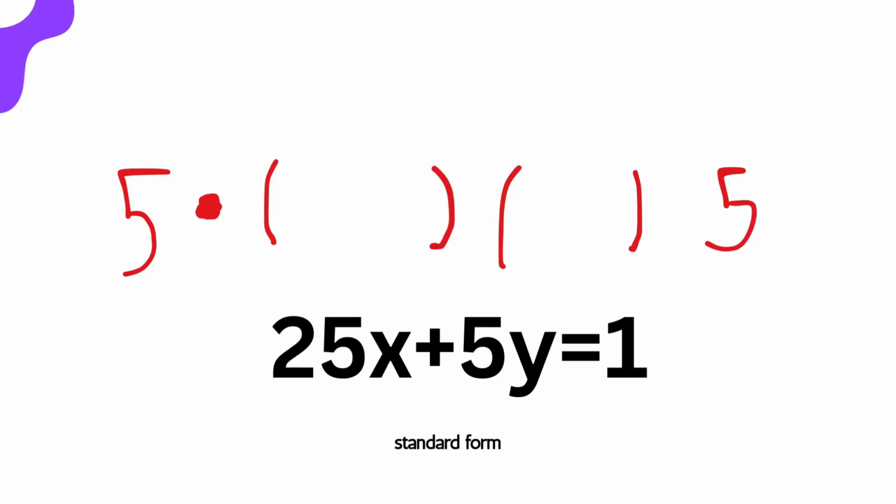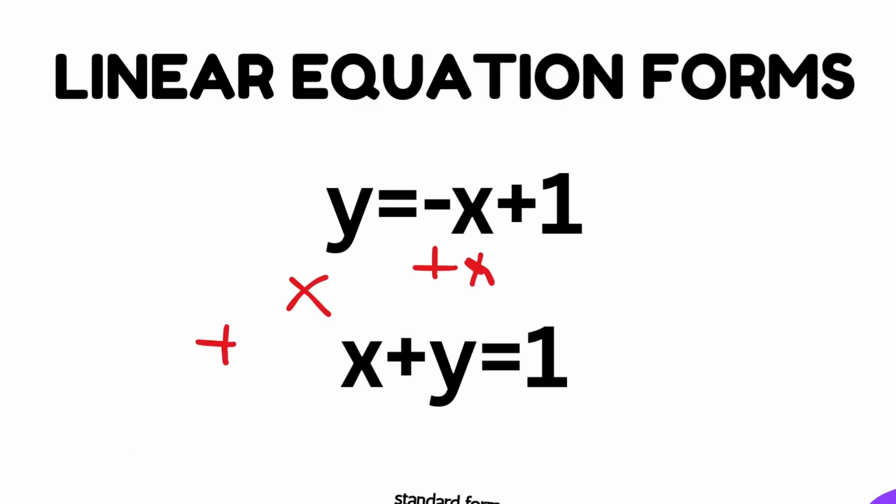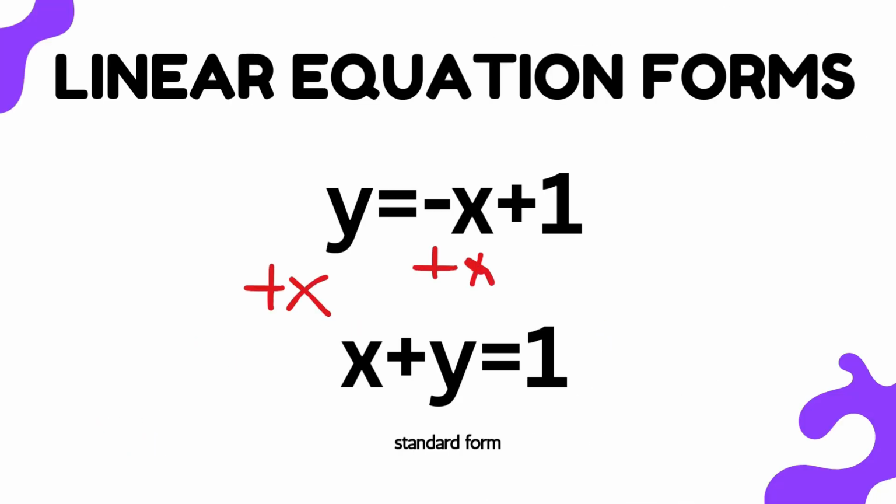Last one. Y equals negative x plus 1. We want to make this into standard form, ax plus by equals c. Everything in this problem is in its place except our ax. So we gotta take our x to the other side, add x to both sides to get x plus y equals 1. And we're done.